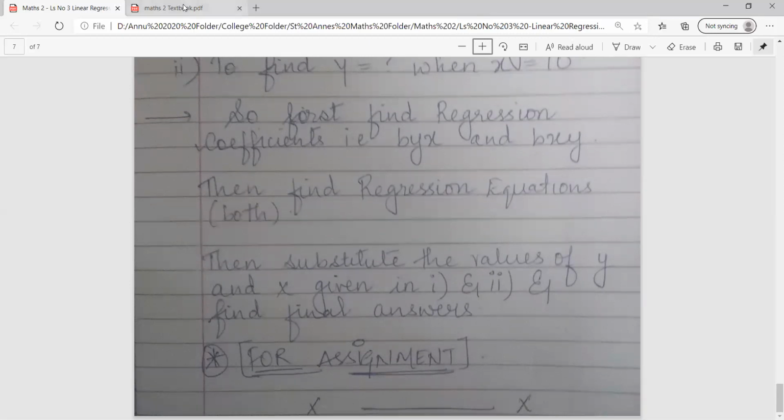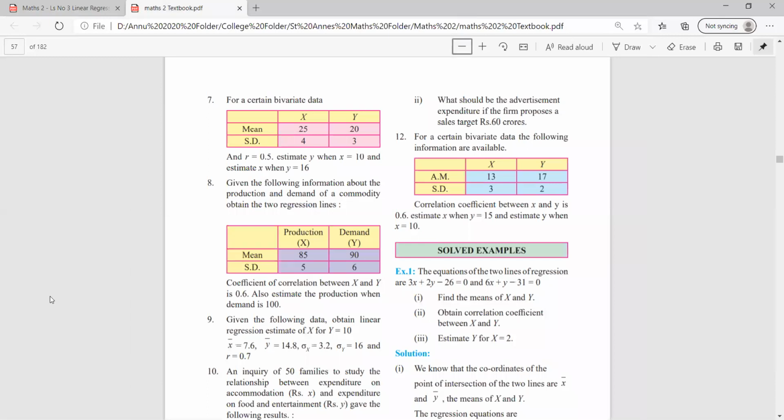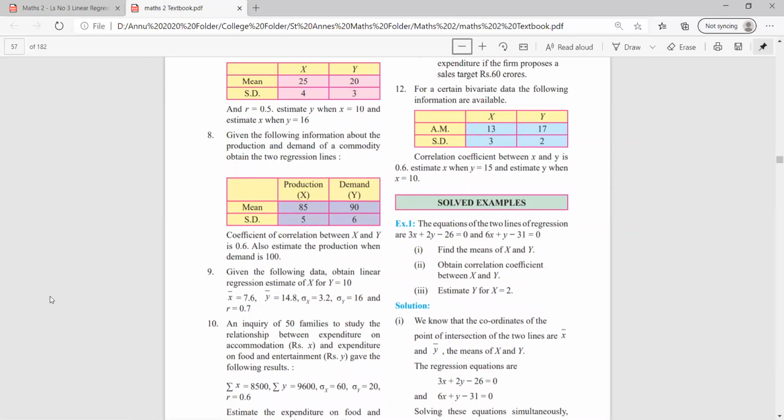So class, I think this sum also you can do as an assignment. With this, class, we have finished exercise 3.2 of linear regression. I hope you all must have followed everything properly. We'll be continuing the session tomorrow.